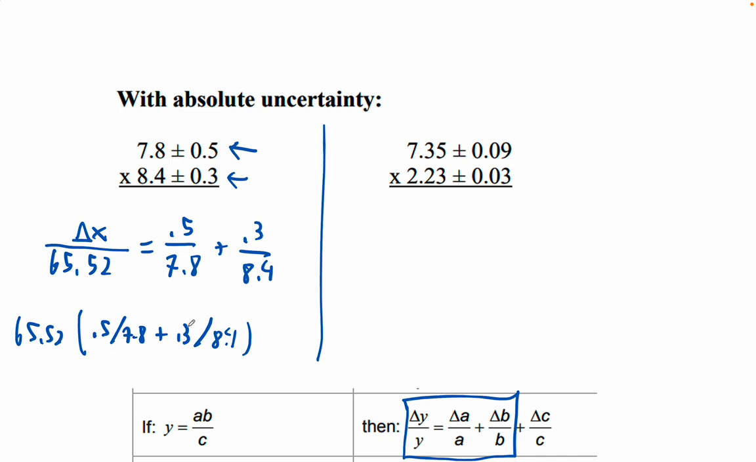When I do this, I get 6.54. Right? Now, technically, I've got 65.52 plus or minus 6.54. I think IB would be happier if we round this to two places. So they'd be happier if I said 65.5 plus or minus 6.5.